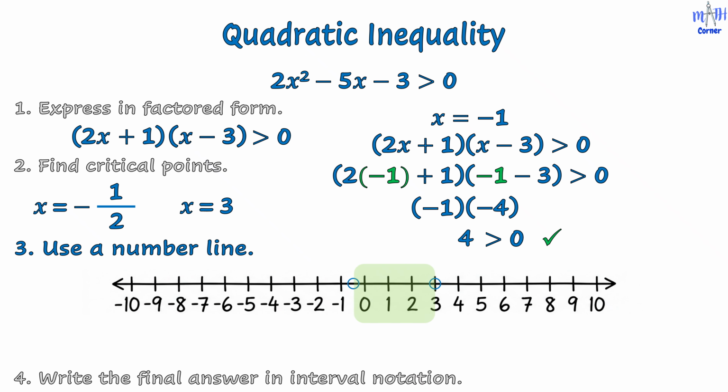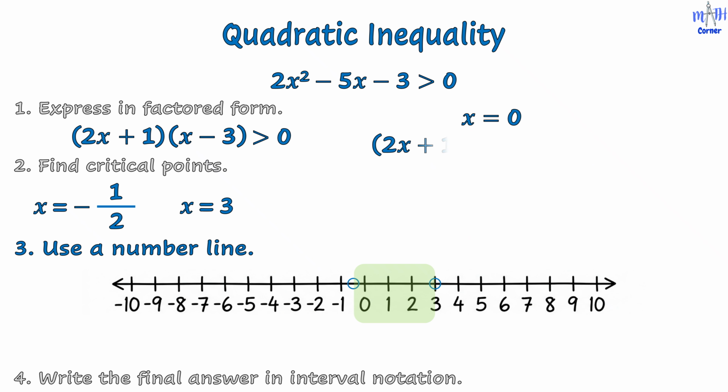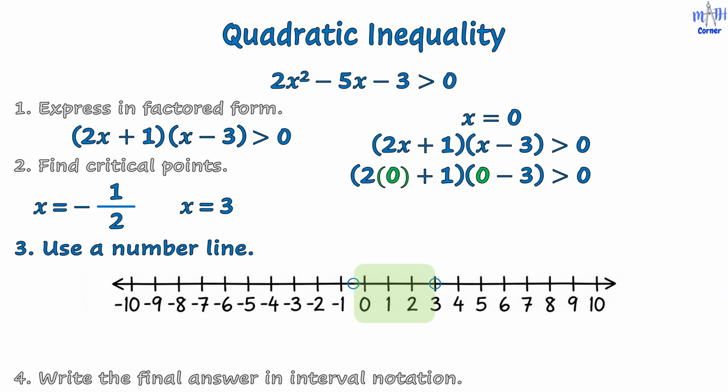Next interval, between negative 1/2 and 3. Let's choose x equals 0. Substitute. 2 times 0 plus 1 equals 1. 0 minus 3 equals negative 3. 1 times negative 3 equals negative 3. Since negative 3 is not greater than 0, this interval is not included.